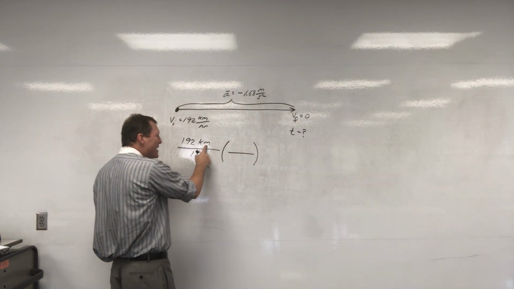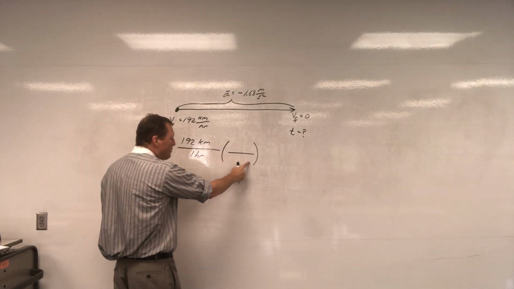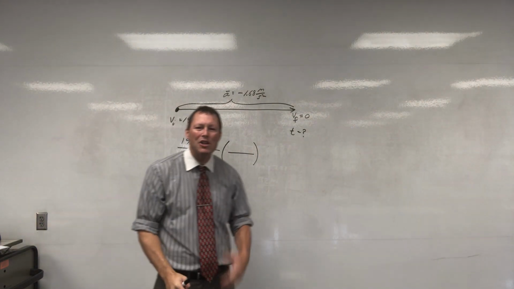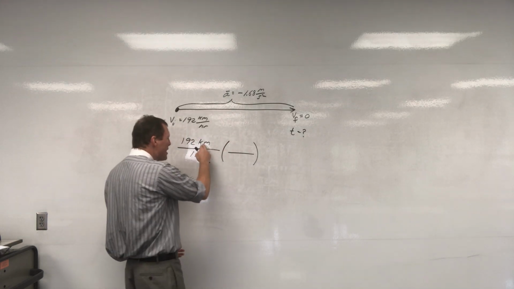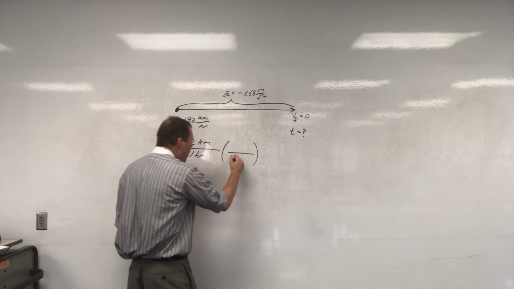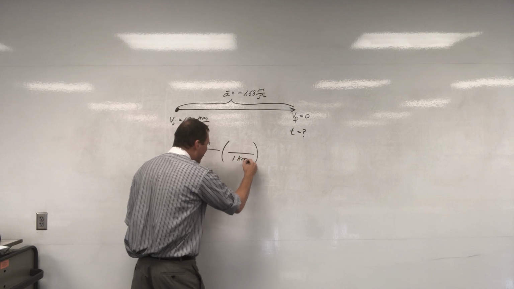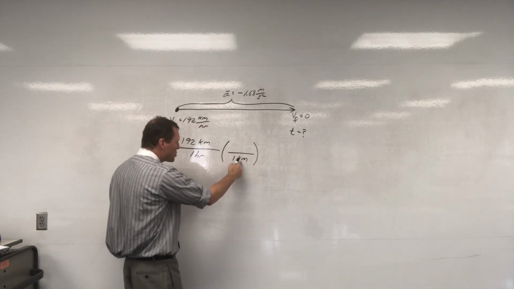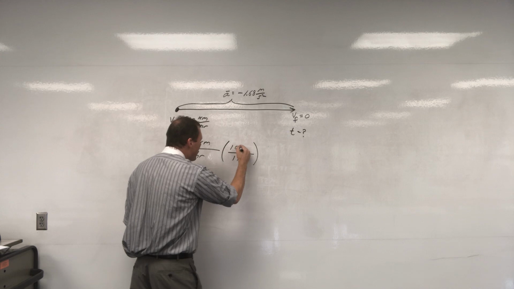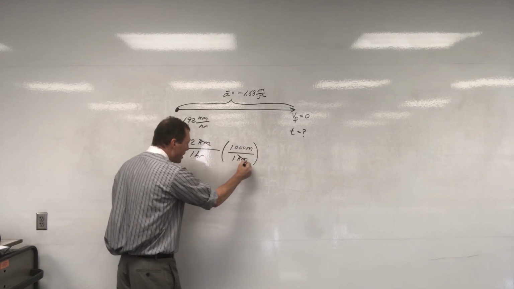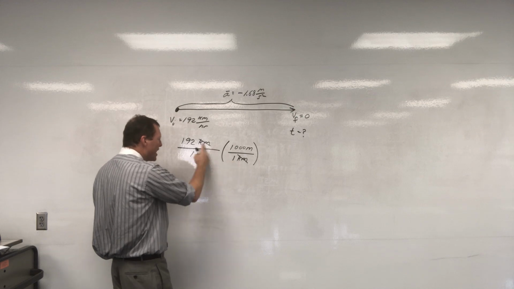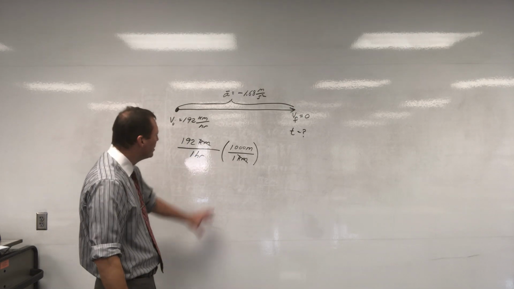Now I've got kilometers on top, so that means in my conversion factor, I need kilometers on the bottom, so kilometers cancel out. All right? That's not up for debate. It has to be that way. So I know that 1 kilometer, and again, I put that on the bottom so the units cancel out, equals 1,000 meters. So now my units cancel out, not my numbers, not my value.